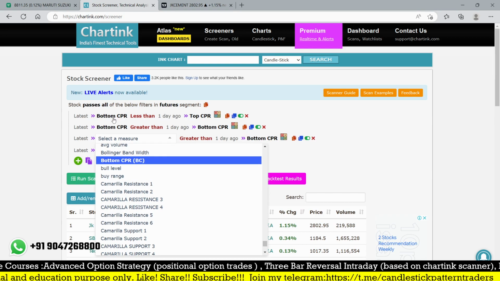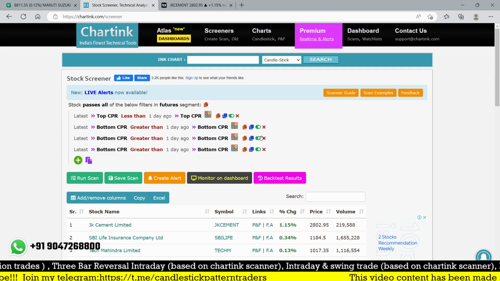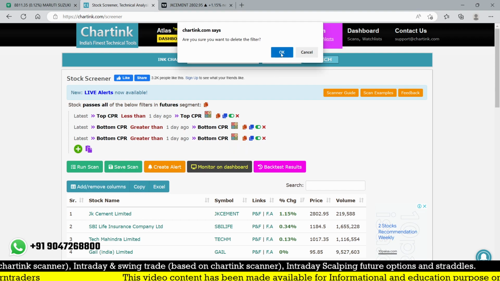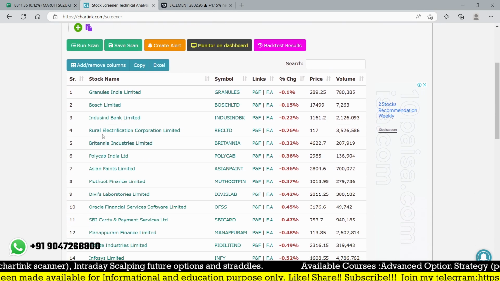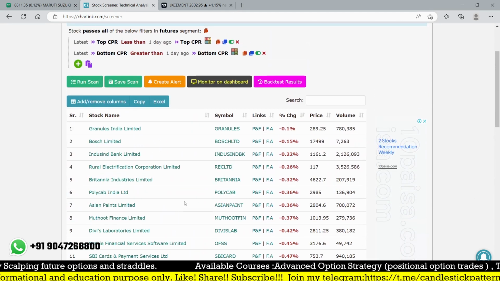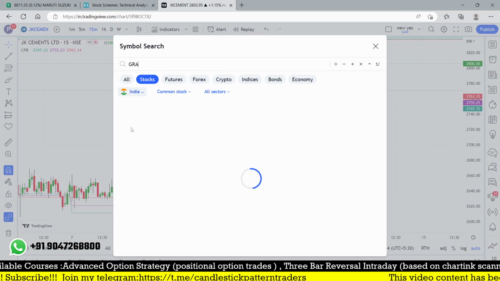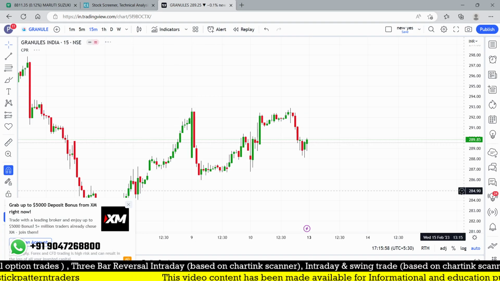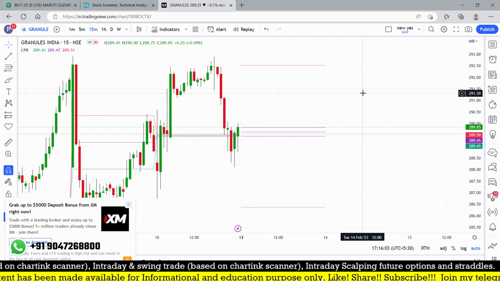So here it should be a top CPR, no? Mistake. So let me try this time. If you click it, I find more than 19 stocks. Let me check IndusInd Bank, whether I am right or wrong. Is it inside or not? I think this is what inside.